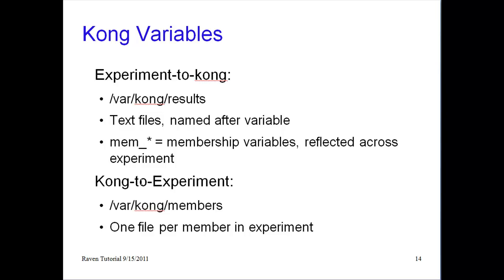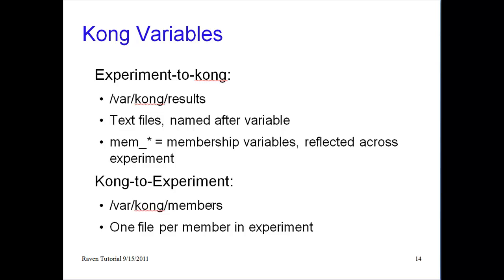Now, in addition to the experiment to Kong variables, there were some Kong to experiment variables. And the primary one of those is called /var/kong/members. Inside of this directory, Kong will create a text file for each node that is a member of your experiment. For example, if planetlab2.cs.uoregon.edu was a member, there would be a text file in there called planetlab2.cs.uoregon.edu. So just by looking at the names of these files, you can discern the members of your experiment.